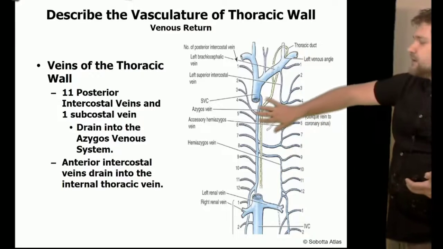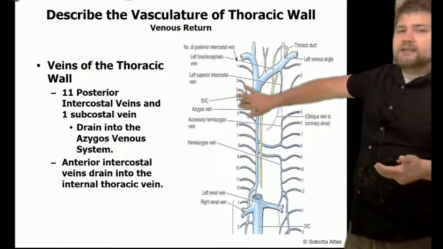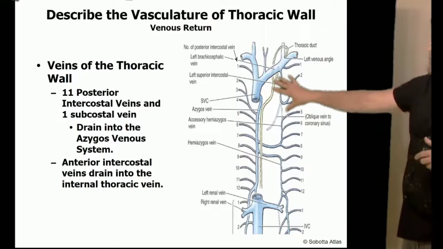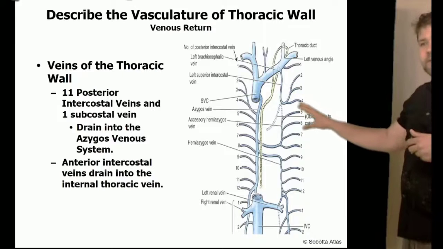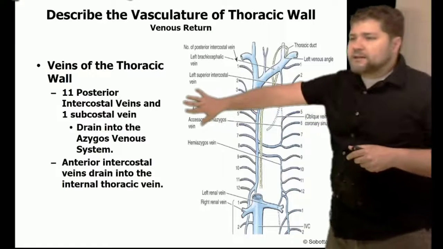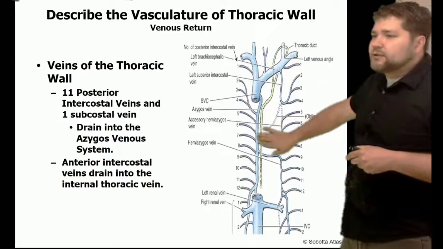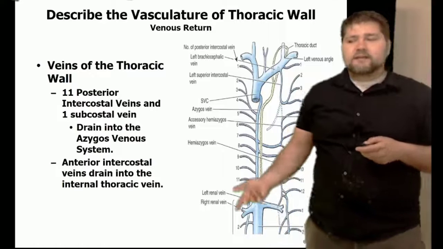And those are eventually going to drain into the azygous system, which is going to eventually drain into our vena cava system. But those are going to receive posterior intercostal veins from the left side of the body. So you can see how the blood's going to come around on the right side, on the left side, eventually merge into this azygous vein, and then just dump into our vena cava system. So it's kind of a neat system.